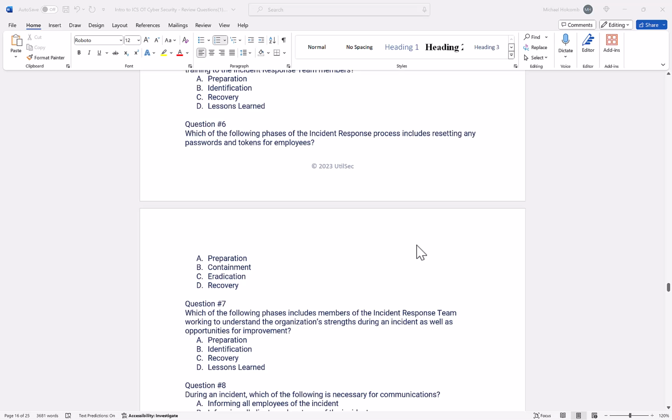All right, question 6, which of the following phases of the incident response process includes resetting any passwords and tokens for employees? So that's almost always, especially in the IT, but also in OT. If we detect attackers in the environment, they have access to systems, especially Windows, one of the first things we're going to do is ask everybody to reset their password. So ideally, it could lock out the attacker from that point. And usually a lot of people will put that in, I should say, C, eradication.